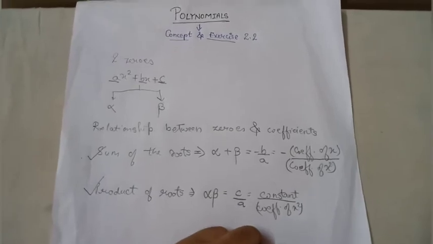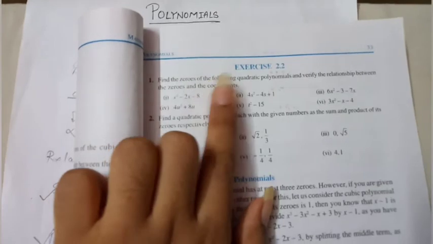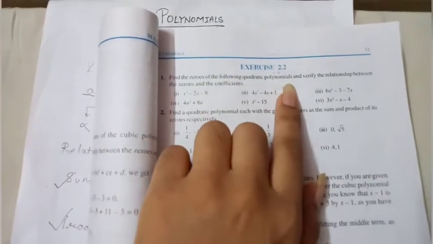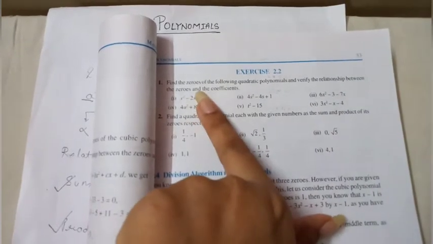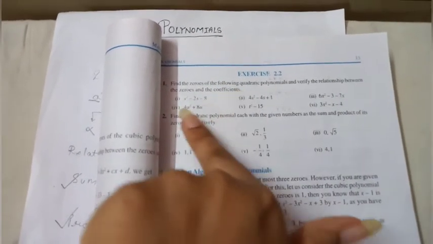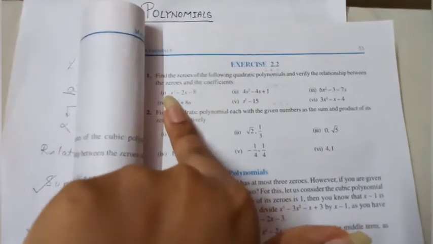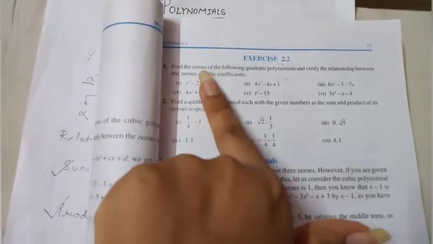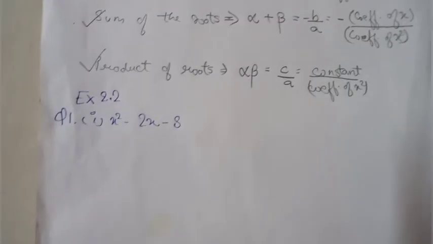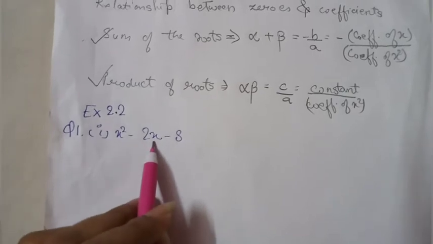So let's read the first question. Find the zeros of the following quadratic polynomials and verify the relationship between the zeros and the coefficients. So we need to first find the zeros, meaning two values of x which will satisfy this polynomial or equation, and then verify the relationship which we learned. The first question is x square minus 2x minus 8.